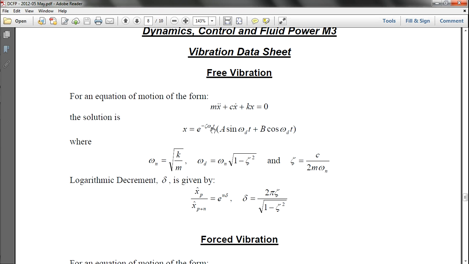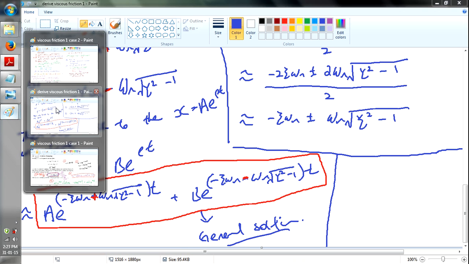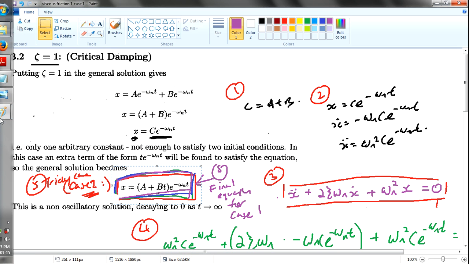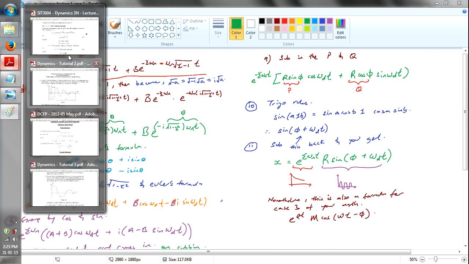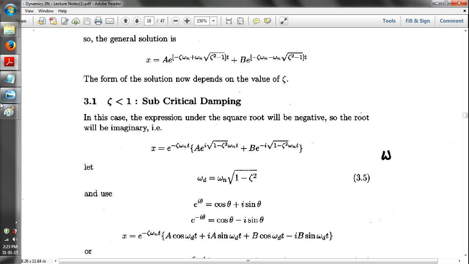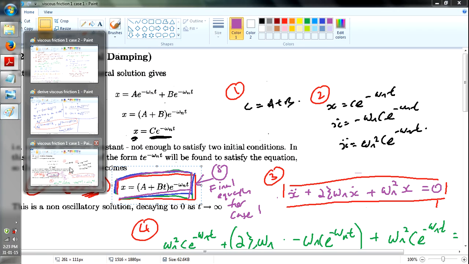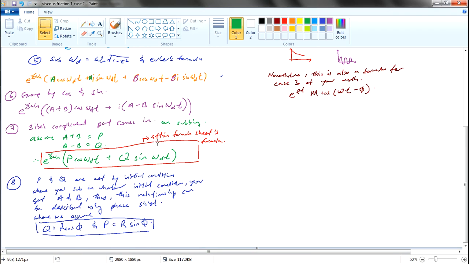Last video we derived the equation in this equation sheet, and now we're going to derive the equation that describes subcritical damping, which is also, in other words, underdamped. Okay, so let's start.